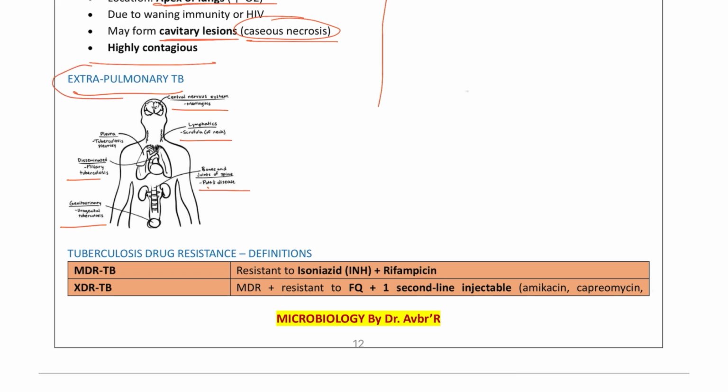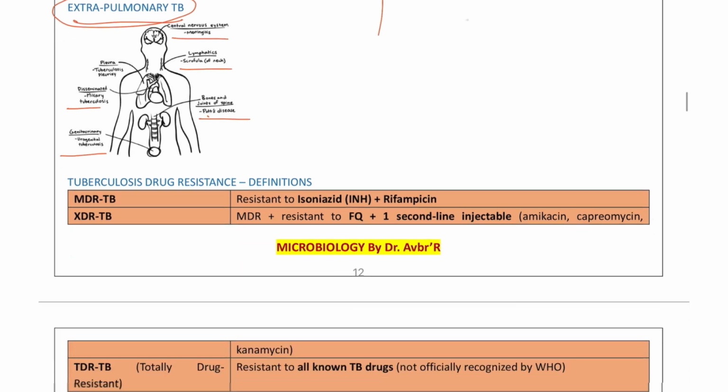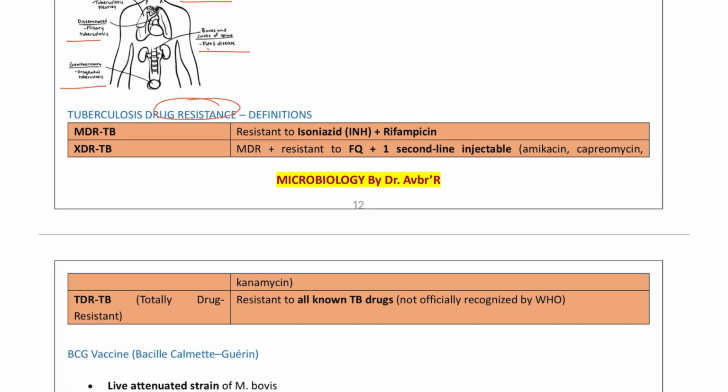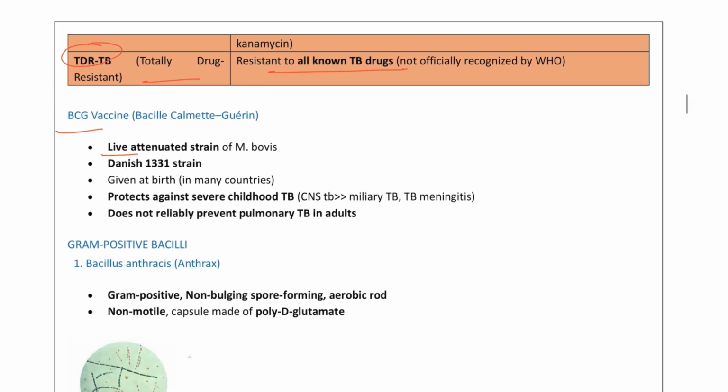Most of these will be extrapulmonary TB also. Next, drug resistance: multi-drug resistance is resistance to isoniazid and rifampicin, and XDR means multi-drug resistance with another drug, that is a fluoroquinolone and any injectable such as amikacin. Next, total drug resistance means all the known drugs we are using are already resistant in this patient. BCG vaccine is a live vaccine. Danish 1331 is the strain, and it is given at birth, intradermal. Most commonly, it provides protection from CNS TB rather than miliary and the other TB types.